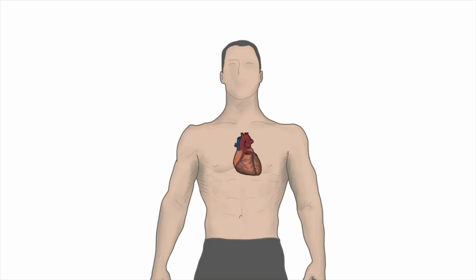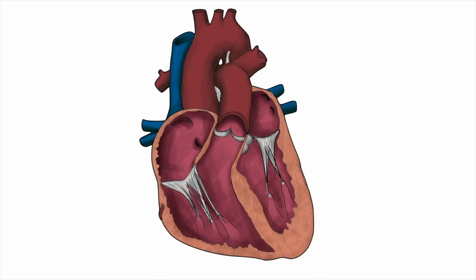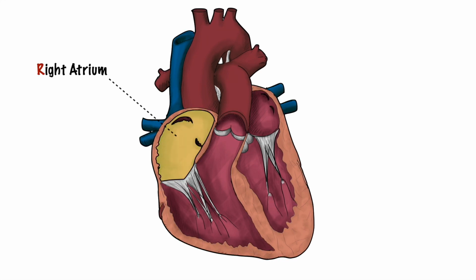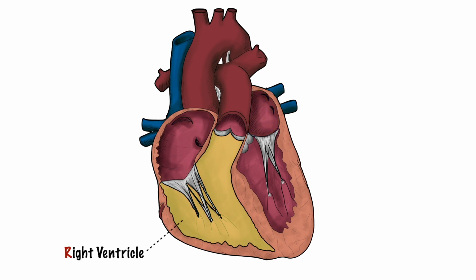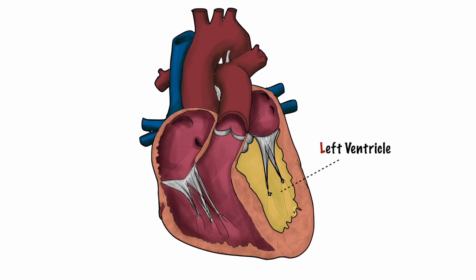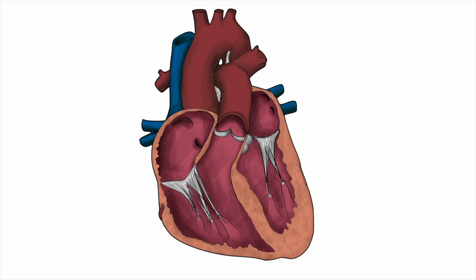We can see that the heart lies within the midline of the chest, with its apex pointing to the left-hand side. If we open up the heart, we can see that it's actually made up of 4 separate chambers: the right atrium, the left atrium, the right ventricle, and the left ventricle. Each chamber contains slightly different structural features, depending on what its intended function is.